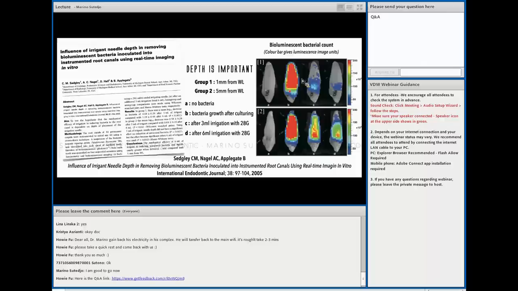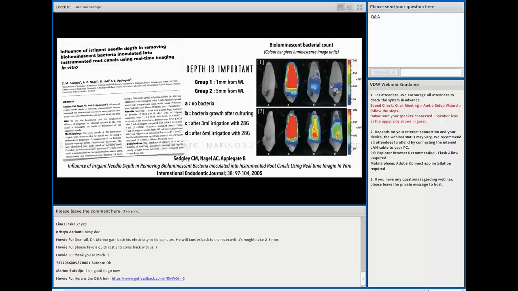And subgroup C, when they did irrigation with 3 milliliters using a 30G needle. This is 1 millimeter from the working length, and this is 5 millimeter from the working length. So what you can see from these two images is that the closer you get to the apex, the better the cleaning we can get in our root canal system. And this is subgroup D, if we are using 6 milliliters of irrigation with a 30G irrigating needle, and this is 1 millimeter from the working length, and this is 5 millimeter from the working length. Once again, you can see that the bacterial count is significantly less in the group of 1 millimeter from the working length compared with the group of 5 millimeter from the working length.